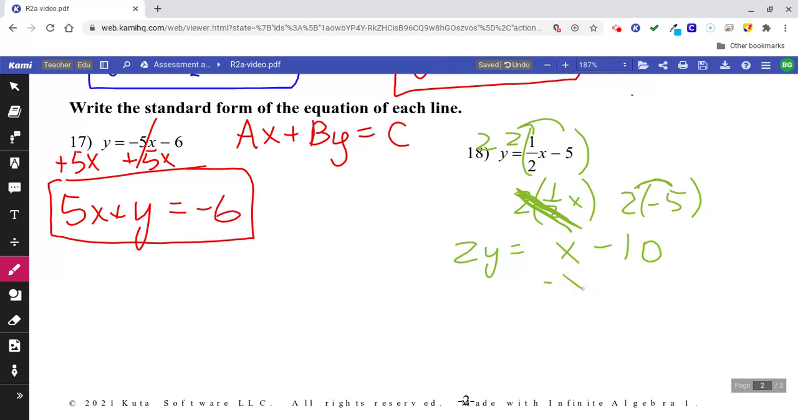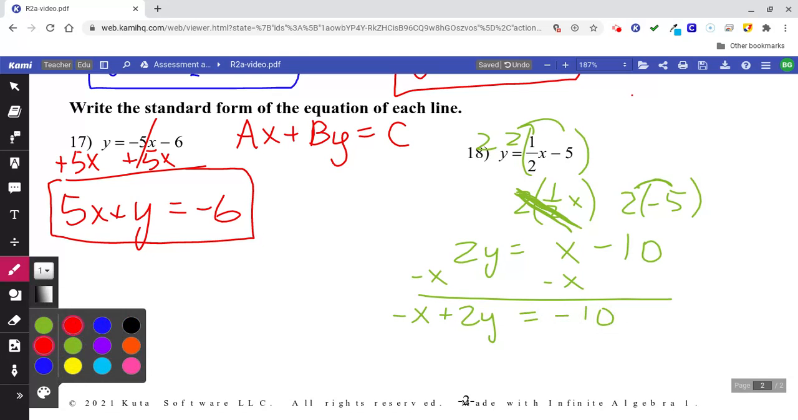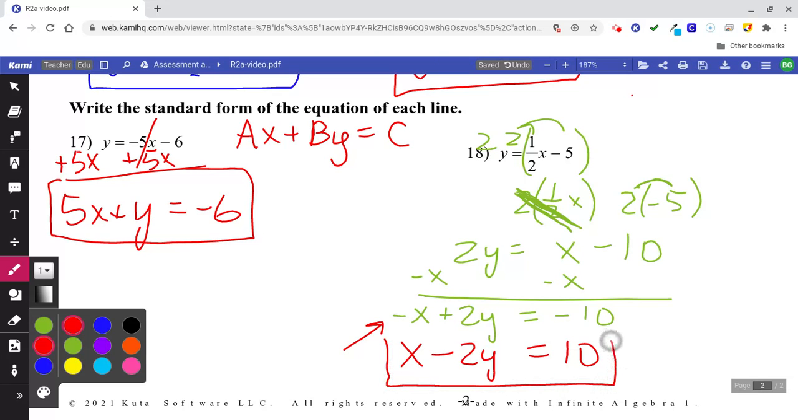Now, I want to get this x over on the left side, so I subtract it over. Don't put them together. They're not like terms. I get -x plus 2y equals -10. Now, the last thing, we're not allowed to have the very first number be negative. So I'm just going to switch all the signs. This one's positive, this one's negative, and this one's positive. Switch them all. Multiply both sides by -1. We're going to get x minus 2y equals 10.